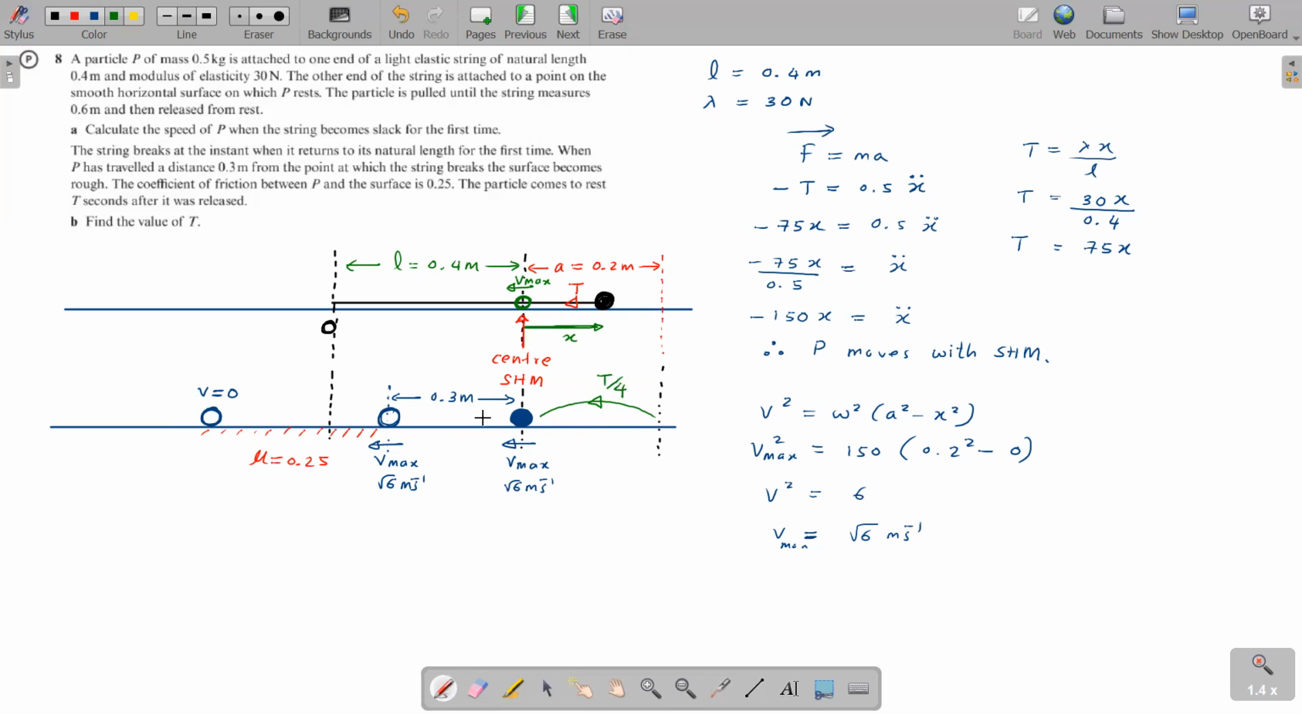And then you have to find the time it moves under constant velocity, because you need to realize this 0.3 meters, it's moving at constant velocity. The string is broken. And then after that, there's another time it moves under deceleration. That's the T2 time. So you have to get these 3 times and add them together. Are you with me? I think the most challenging part here is the deceleration, because we have to get the time taken.